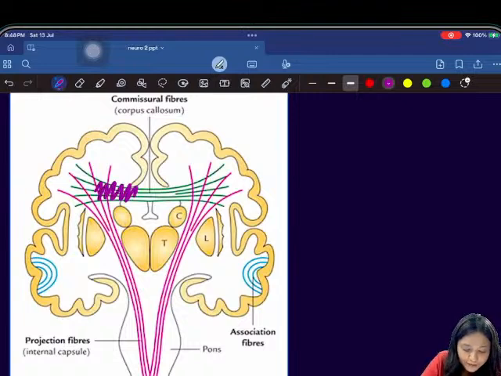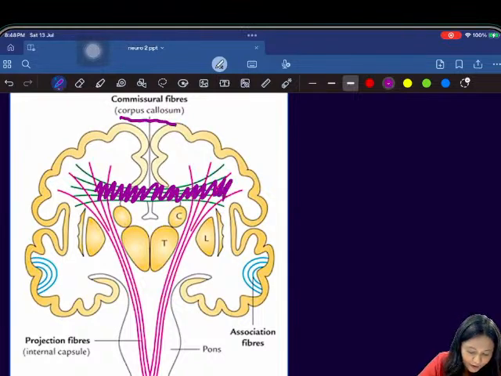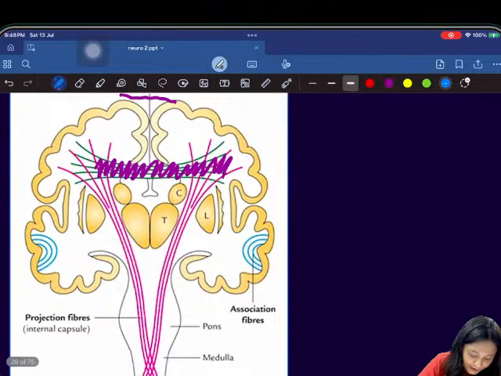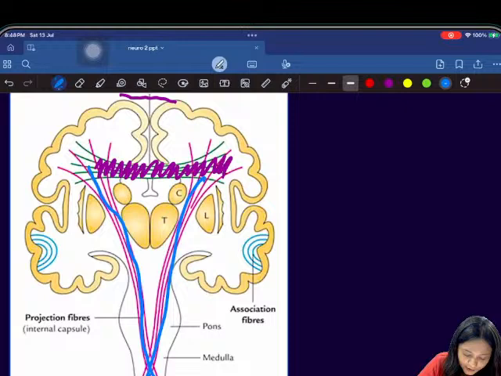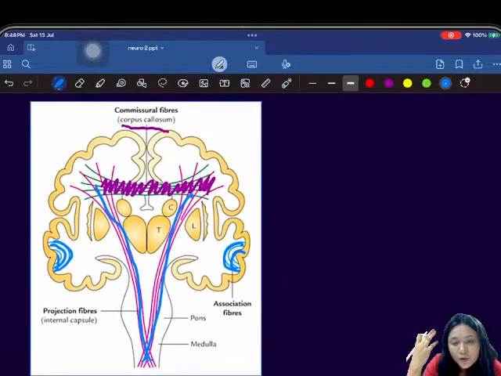If the two sides of the hemispheres are connected, that is the corpus callosum. If the fibers are projecting and decussating, these are your projection fibers. Then you have the association fibers, which are on the same side of the cerebral hemisphere. So that's how you try to remember. On both sides, that is commissural. On the same side, association. And if they're projecting from lower to upper part, that is the projection fibers.